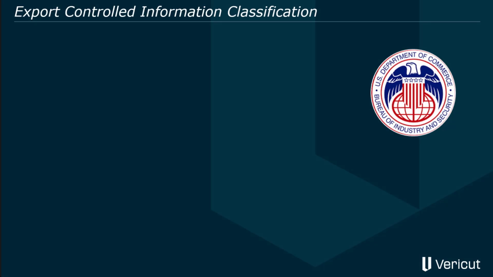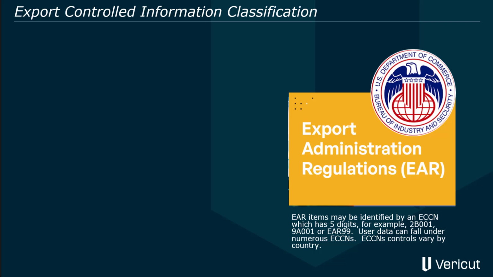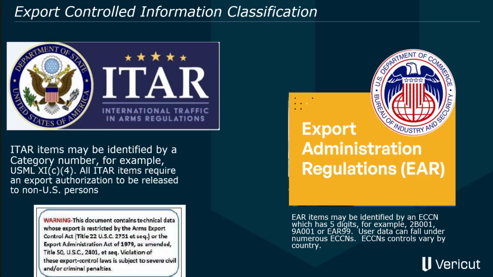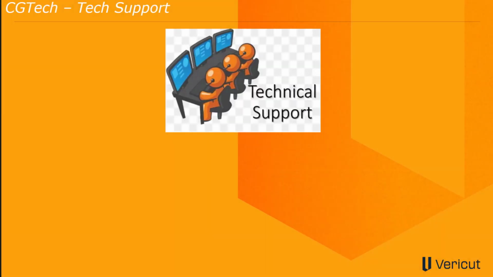Since CGTech's North American Tech Support team includes non-U.S. personnel, it's important that users identify any export controlled information prior to sending it to CGTech. Export controlled information may fall under the ITAR or EAR designation, and the controlled information may be identified by a category number or ECCN, as shown on the screen here. Sometimes this information may be found on a print or other production documentation as well. The bottom line here is we don't want to have to share export controlled information if we don't have to.